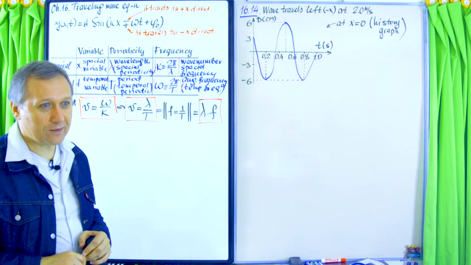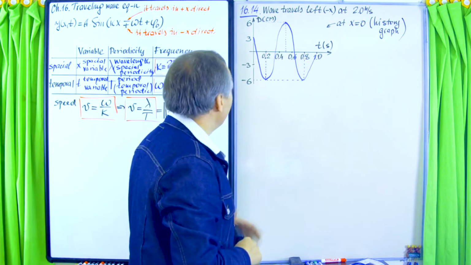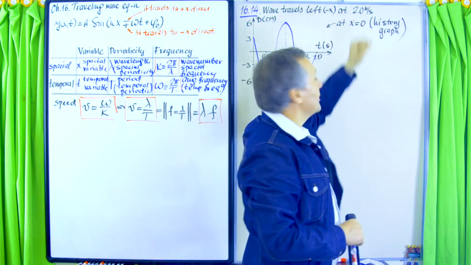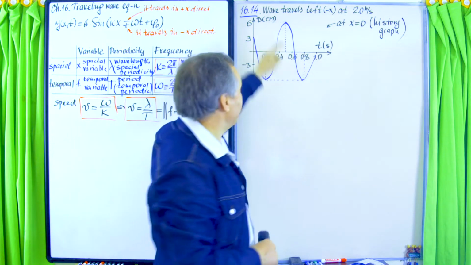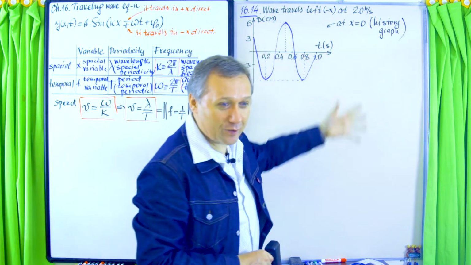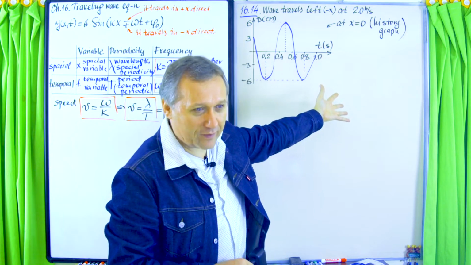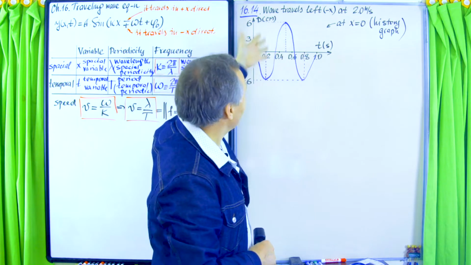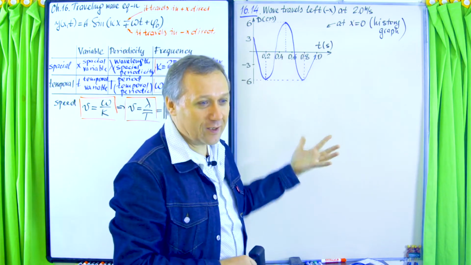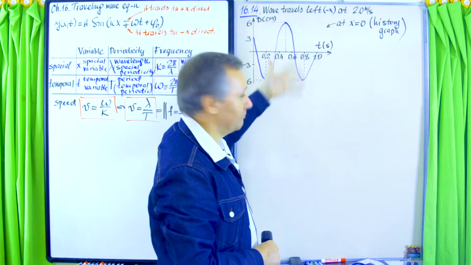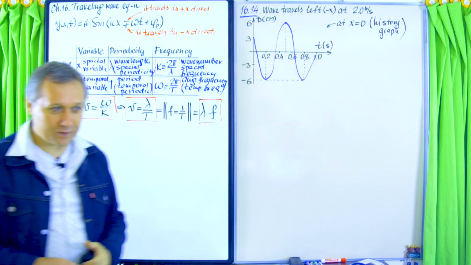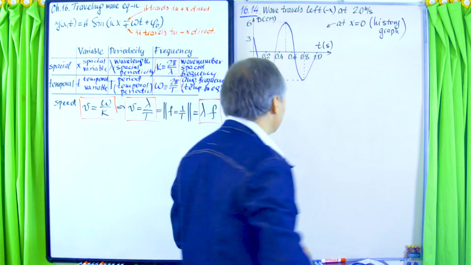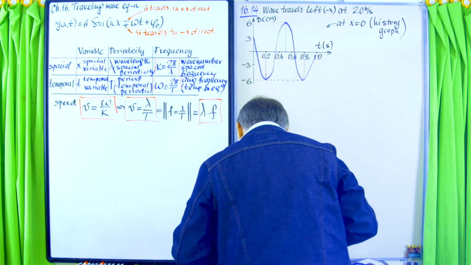Okay, and now after these discussions, we can start solving problems. And you know what, on purpose, you see, the problem says the wave travels to the left. But I cannot draw it over here because it's not a snapshot graph. It's a history graph. So looking at this, we cannot tell in which direction it travels, right? That's why I didn't draw a vector showing the direction of wave propagation. But anyway, now let's start answering the questions.